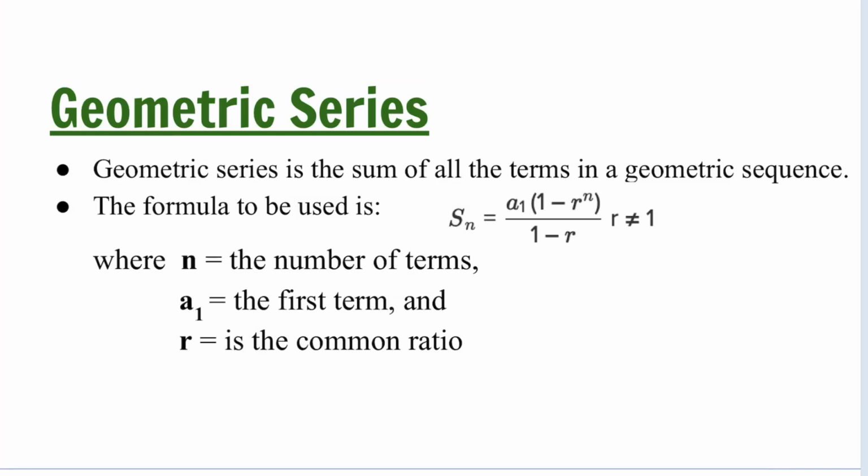The formula that we will be using is S sub n is equal to a sub 1 times the quantity 1 minus r to the n, all over 1 minus r. The value of r, or the common ratio here, cannot be equal to 1. N is the number of terms, a sub 1 is the first term, and r is the common ratio.